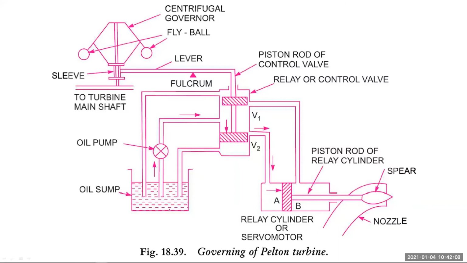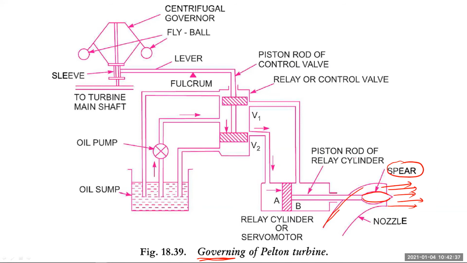Now try to understand what is the meaning of governing of turbine. Here you can see governing of Pelton wheel we have shown. This is the inlet pipe from where the water is going to impact on the turbine blade. And as I have told you earlier, there is one sphere that regulates the flow of water that will go and impact the turbine.